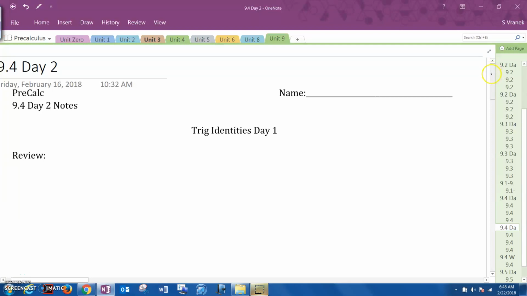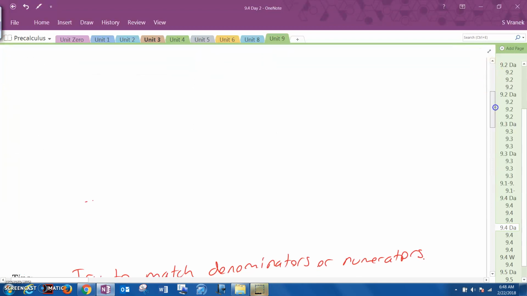Alright class, this is another day on identities. I'm going to skip this review section though and go down to a couple tips that we didn't talk about yesterday and then do the 3 identities on the back. So let's go do that.